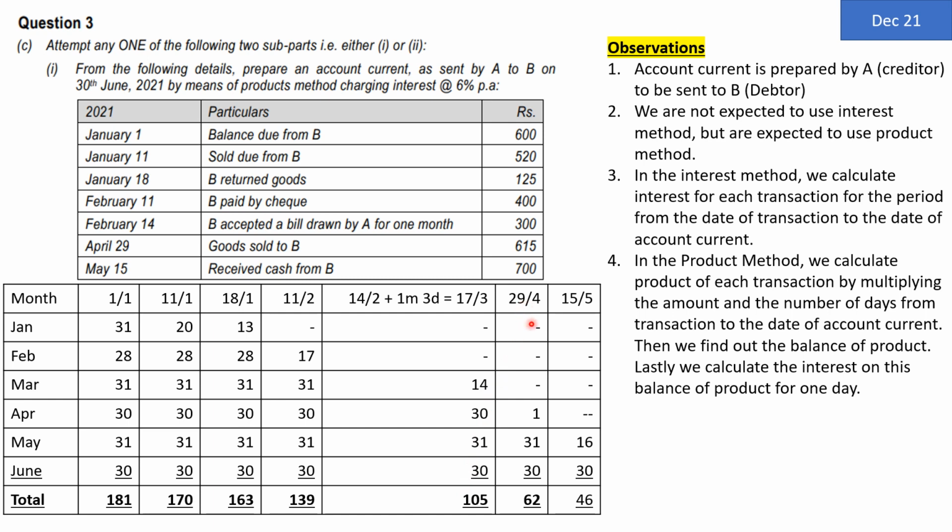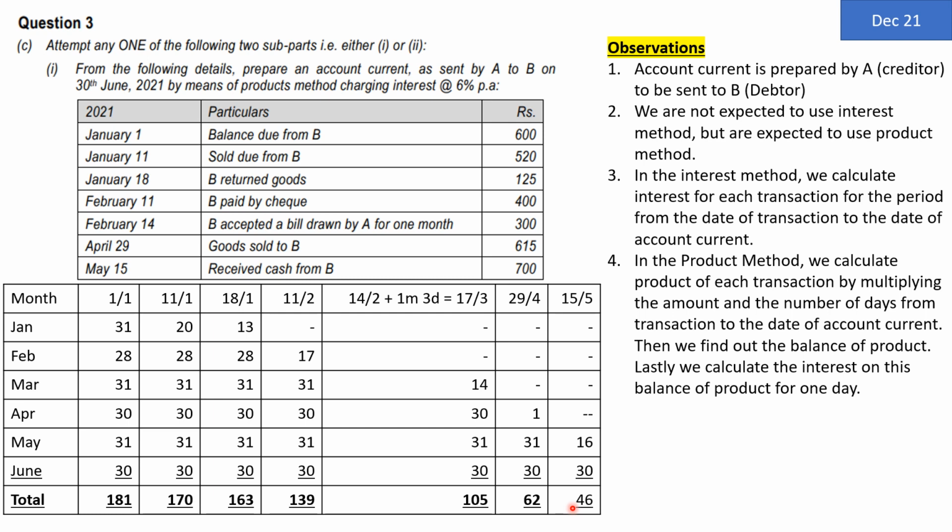For 29th of April, nothing of Jan, nothing of Feb, nothing of March. April 1 day because 30 minus 29, and then May and June full month. For 15th of May, January, February, March, April, no days are required to be considered. Directly we'll consider May 31 minus 15 is equal to 16 days and June 30 days. Total comes to 46 days. So these are the different days which we are required to consider when preparing account current.